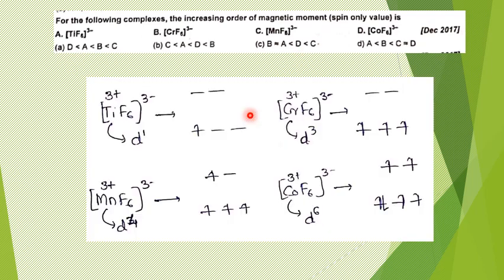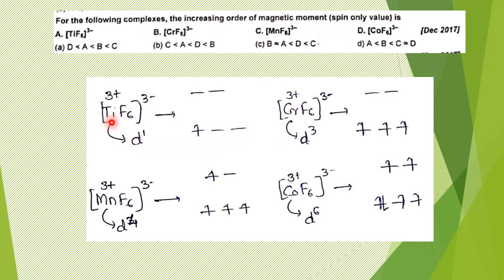Right, next question: for the following complexes, find the increasing order of spin only magnetic moment value. Very simple. What we are supposed to do is identify the d system. Say it is TiF6 3-; we are supposed to find out the oxidation state of titanium, and based on that work out what d system it is. Then all are octahedral complexes, so according to crystal field theory we can write their electronic distribution in t2g and eg orbitals, work out the number of unpaired electrons, and easily answer this question. That has been done here.